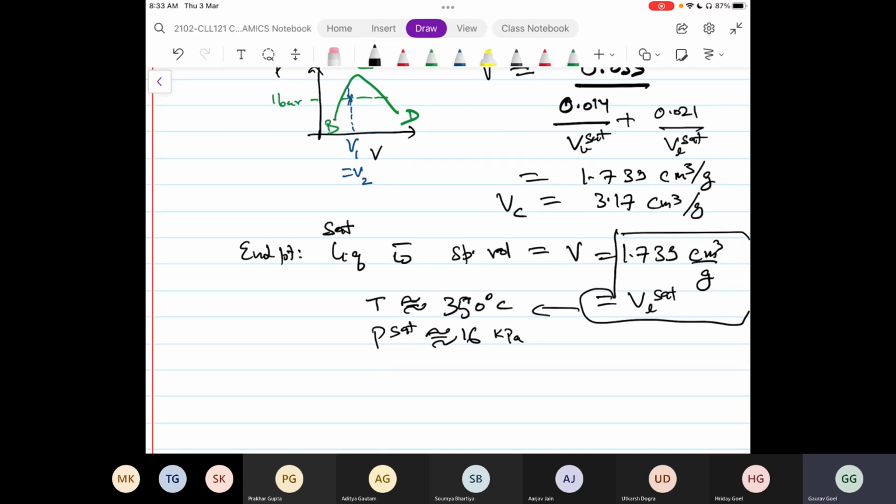Then they're further asking you, I don't know if they are asking or not, but let's say I am asking how much heat has to be added to go from state 1 to state 2. State 1 is specified, state 2 is specified. It's a constant volume process.